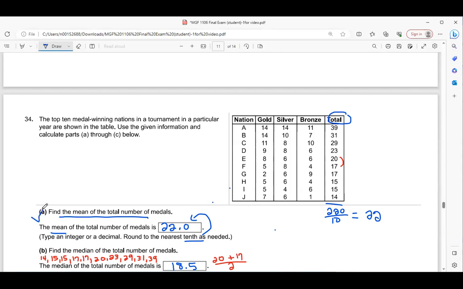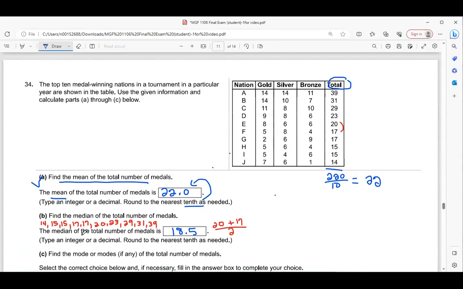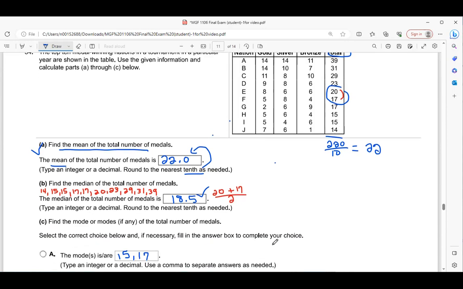So that's letter A. Letter B, we were to find the median of all of those total number of medals and see how these medals are already listed in increasing order. We know that there are 10 numbers. If you have an even set of numbers, you want to find those 2 middle numbers and then average them together. Our 2 middle numbers are 20 and 17. Add them together, 20 plus 17, and divide by 2. And we'll get our median, which is 18.5.